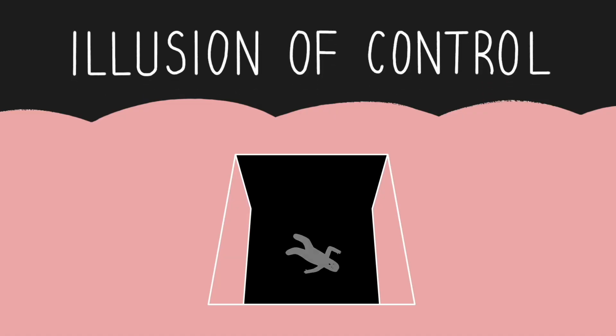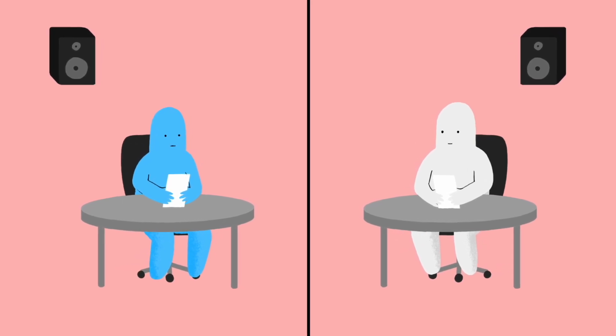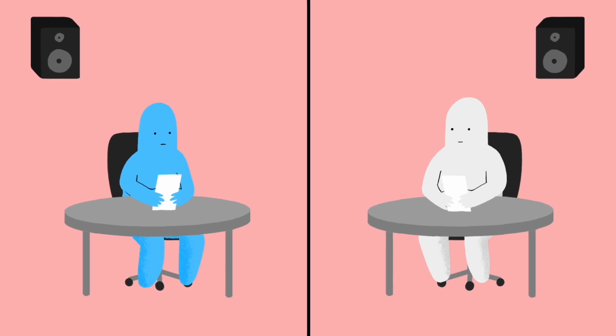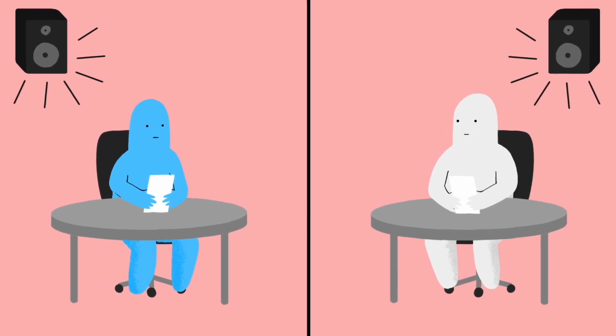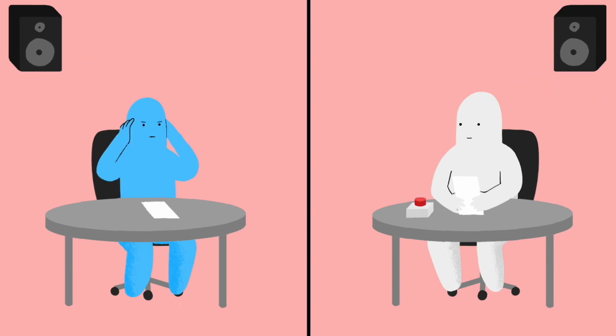Illusion of control. In a study from 1971, researchers told participants they were doing an experiment on the effects of different noise levels on simple tasks like proofreading. Some participants were given a button they could push if they wanted the noise to stop. Nobody with a button actually pressed it, but just knowing they could stop the noise resulted in overall lower levels of stress during the experiment.